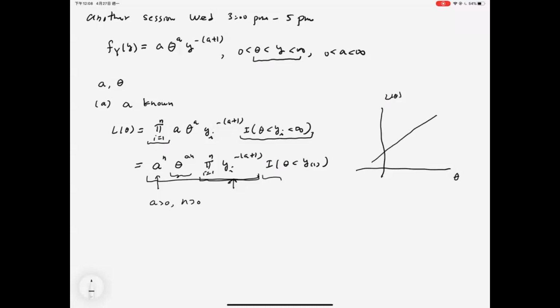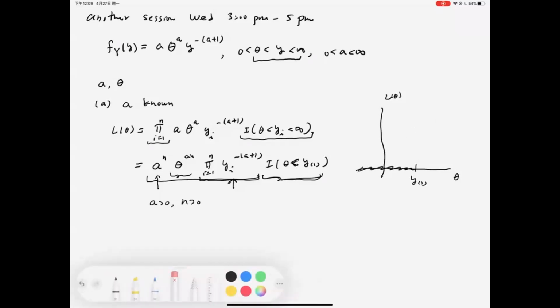And then this guy is also a function of theta. So you put down y1 right here, and you imagine your theta. This indicator is one only when theta is smaller than y1. That means only up to y1 does it have values of one. Whenever theta equals y1, it is still one, but bigger than y1, this indicator becomes zero. This is what the function of theta looks like.